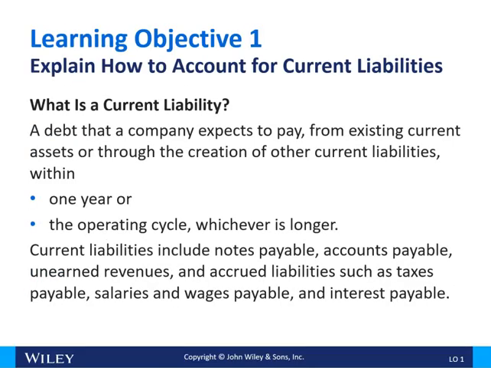What is a current liability? This should be a review because we talked about this in a previous chapter. But it's debt that a company expects to pay from existing current assets or through creation of other current liabilities within 1 year or the operating cycle, whichever is longer. Current liabilities include notes payable, accounts payable, unearned revenues, accrued liabilities such as taxes payable, salaries and wages payable, and interest payable. And when we look at the 1 year, the operating cycle, to determine if it's a current liability, it should be the same measurement we use on the current assets to determine if there's a current asset or not.